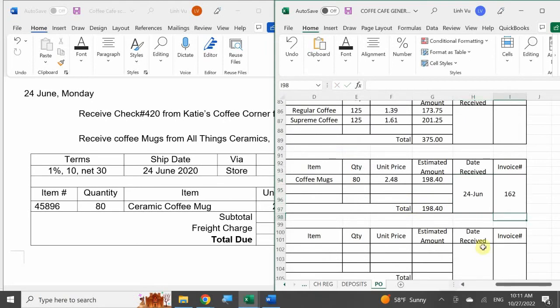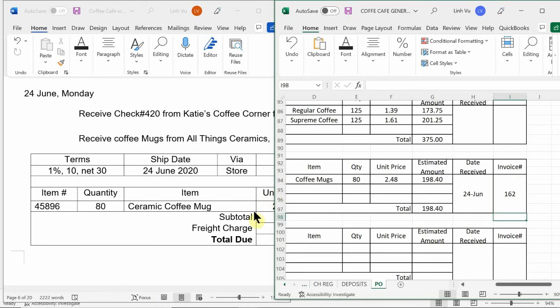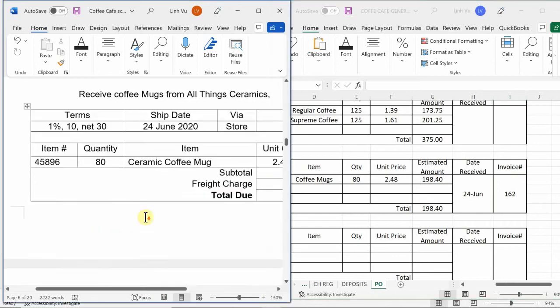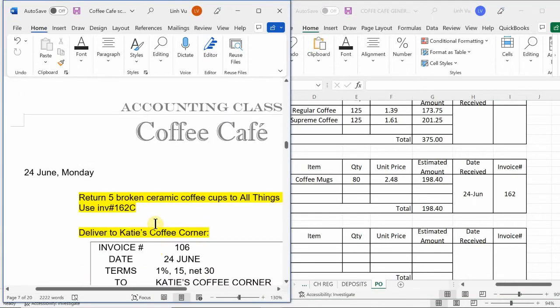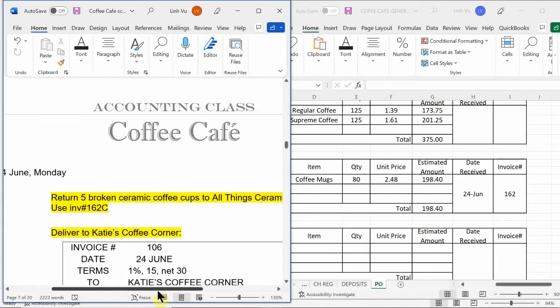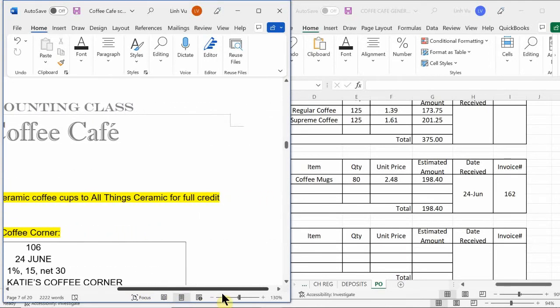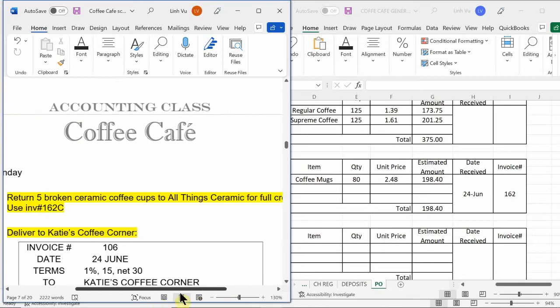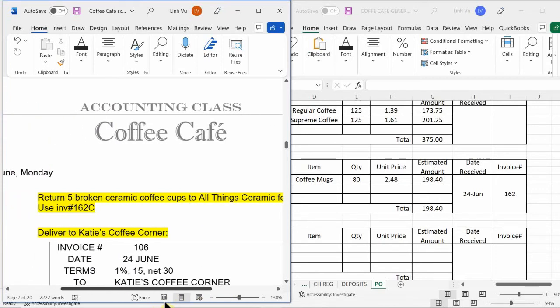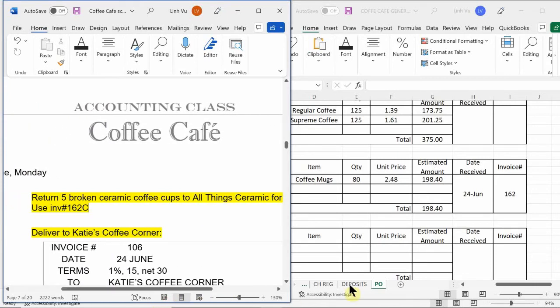Okay. And then, of course, when we opened up our package, we realized 5 of them were broken. So we need to go ahead and request all things ceramics for a full credit to be applied onto the invoice 162C.